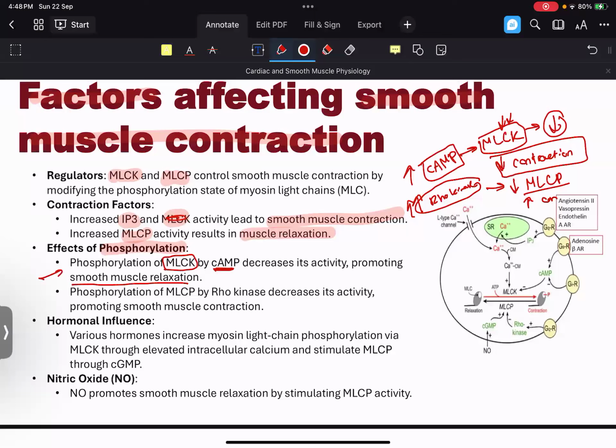So these two bullet points, you just have to memorize them.